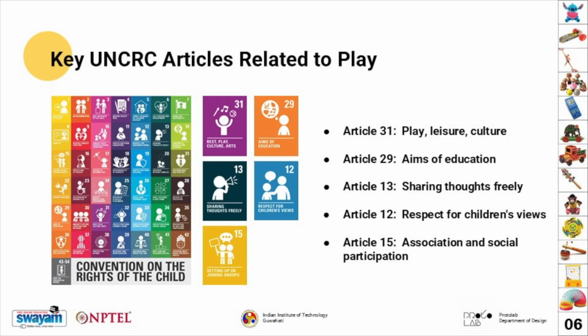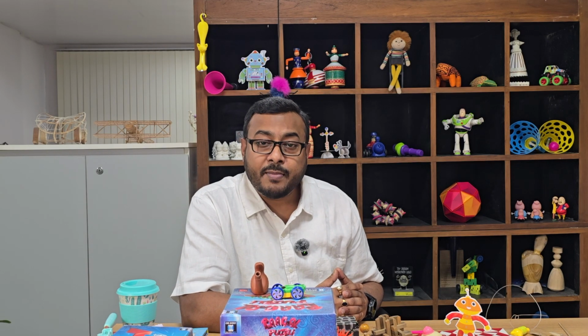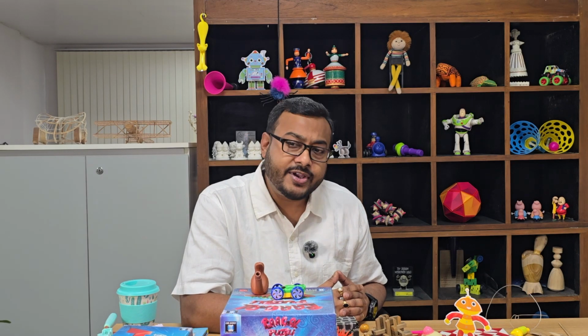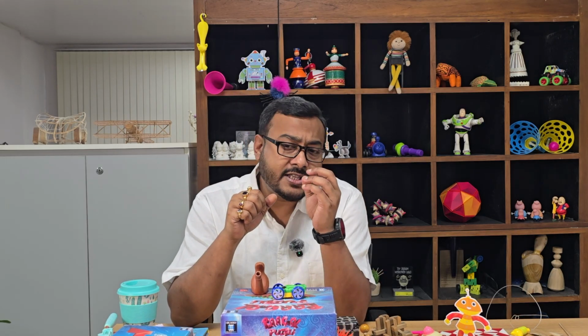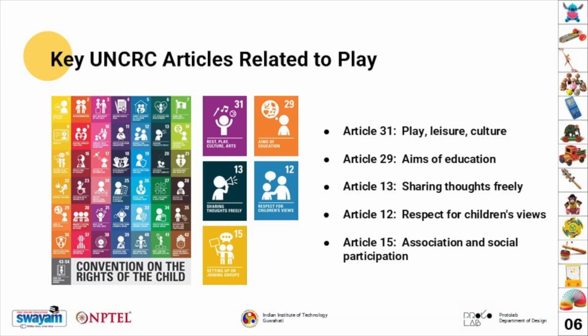Article 13 focuses on children's right to express what they think, feel, and learn. This expression does not have to be verbal or written. It can happen through drawing, making, movement, storytelling, or play. For many children, especially those with special needs, play is their primary language of expression.